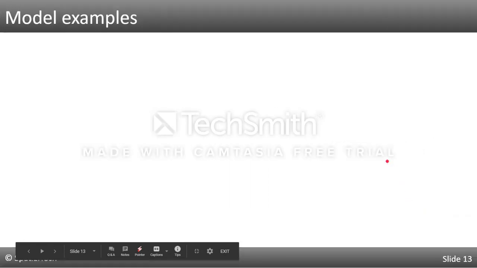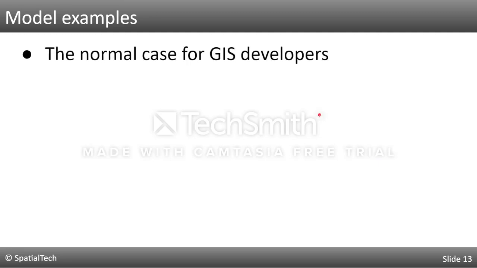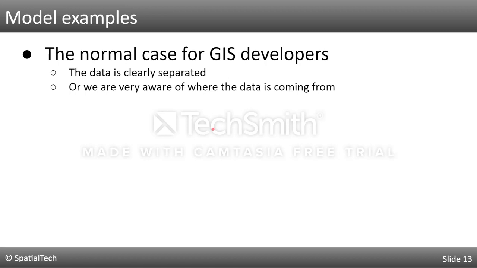So I just want to talk more about models just so that we get a good grounding in, okay, we're surrounded by models all day long, right? We just might take it for granted. So the normal case for GIS developers, the data is clearly separated, right? ArcPro is one thing. The file geodatabase is another thing. If I'm using a file geodatabase off in a folder and I package up my ArcPro project, that data could go missing, right? So we understand that there's two different things.